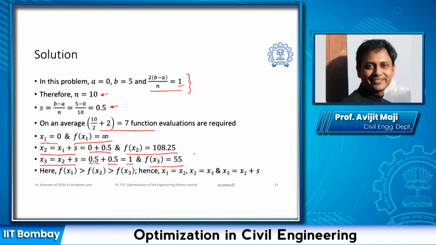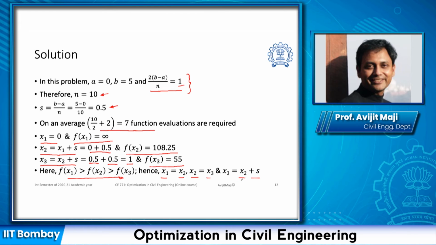Now it is clear that the function value is reducing as we move from x1 to x3, and basically we can say my new x1 is the x2, my new x2 is the x3, and my new x3 is going to be the x2 plus s.